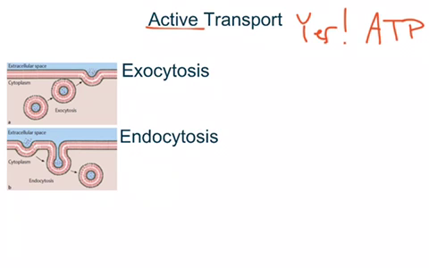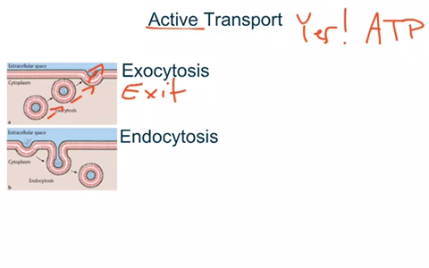So the first one is exocytosis. And if you remember, exocytosis is when the cell is, it reminds me, exo sounds like exit. So exocytosis is when the cell is taking something out, okay? So it has waste products and it's trying to get rid of it.